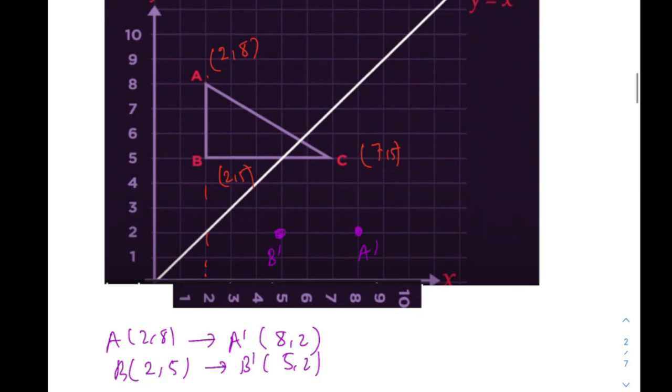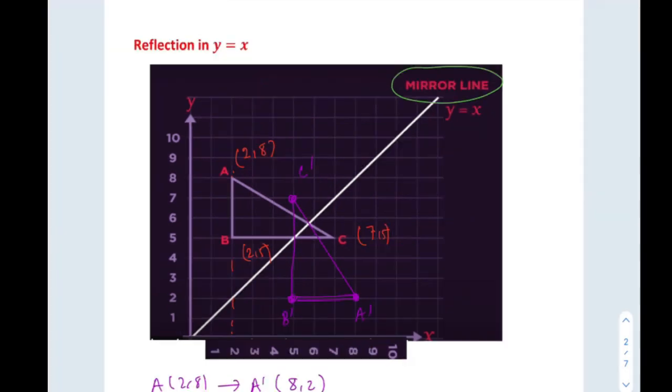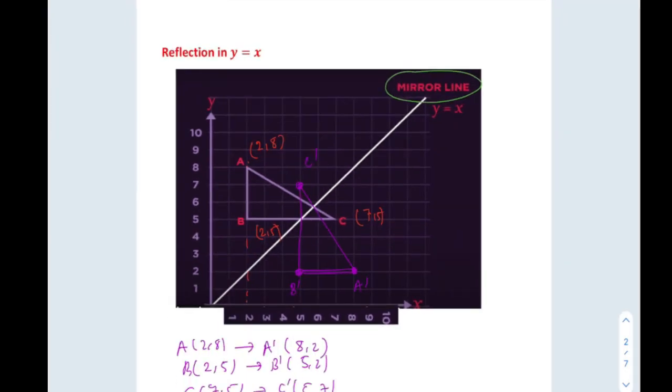C prime: C was (7, 5), so C prime will be (5, 7). And this will be (5, 7). When you match, you will have the same figure, the one that we had before, in a very accurate and nice way. So you can use this rule, especially when the line is not vertical. If it is y equals x, just interchange. Remember, this is exclusively for y equals x.